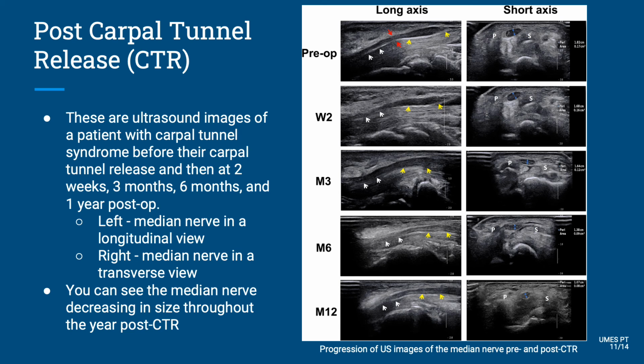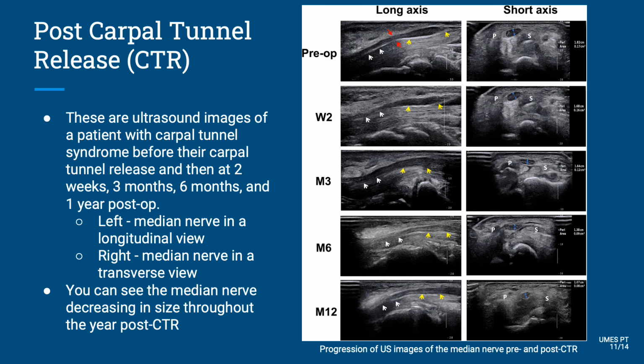So these are ultrasound images of a patient with carpal tunnel syndrome before their carpal tunnel release, and then at 2 weeks, 3 months, 6 months, and 1 year post-op. The left images are all the median nerve in the longitudinal view, or the long axis, and the right images are all the median nerve in a transverse view, or the short axis.